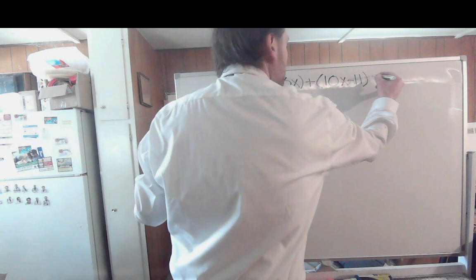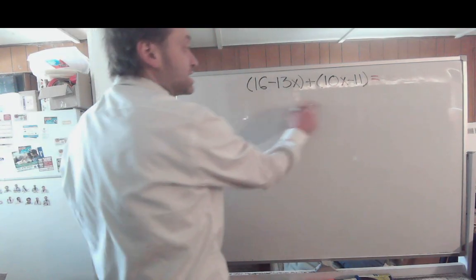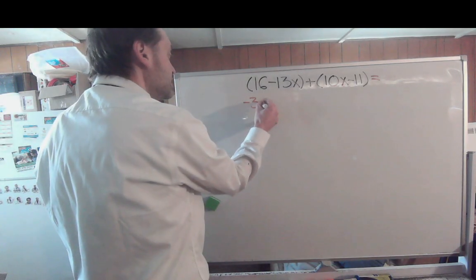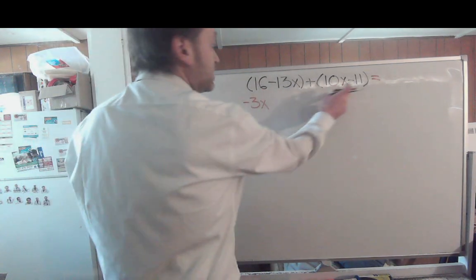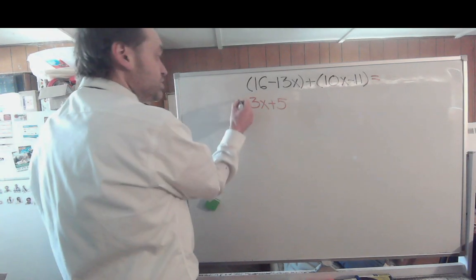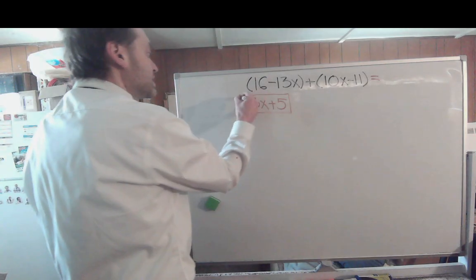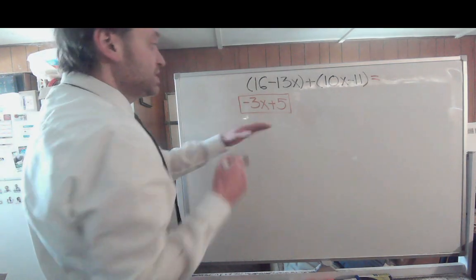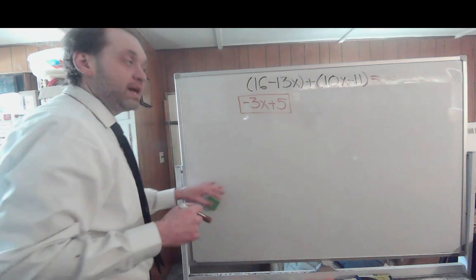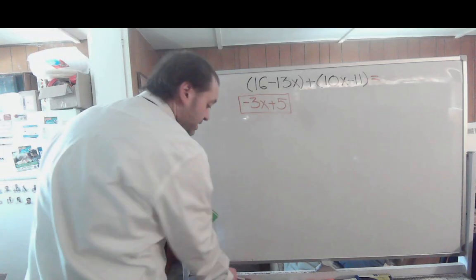So you have the negative 13x plus 10x. That'll give you negative 3x. And then you have 16 plus negative 11. That'd be plus 5. So what you should get is negative 3x plus 5. So yes, always start with your highest power first and then work your way into descending powers, called descending order.